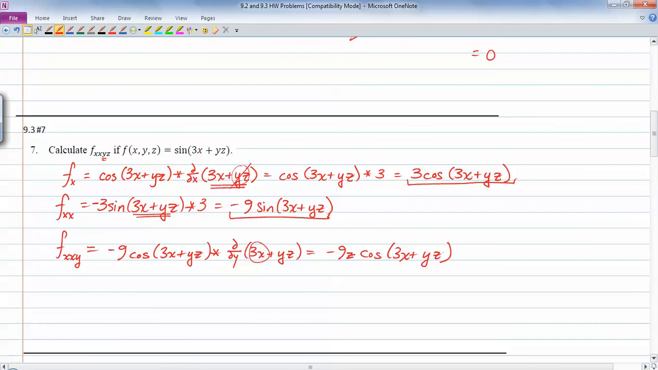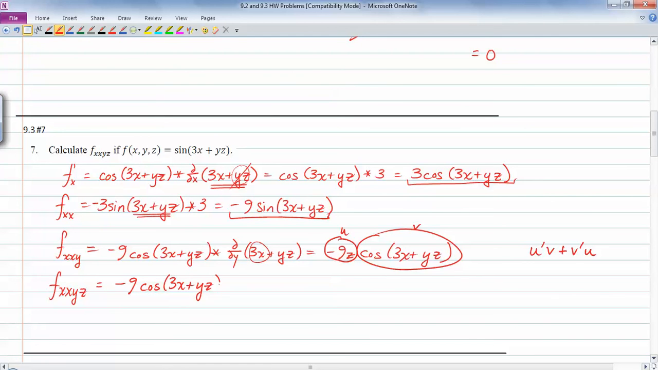Okay. And then we need to take it with respect to z. Now notice this is actually two things multiplied together that are z terms. So we need to use a product rule. u v turns into u prime v plus v prime u. Remember these are all with respect to z, so u prime is just going to be negative 9 times v, cos 3x plus yz, and then plus v prime with respect to z, so that's going to be negative sine of 3x plus yz, and then we need the chain rule part, so times the derivative of the inside with respect to z, which is just going to be a y, times u, negative 9z.